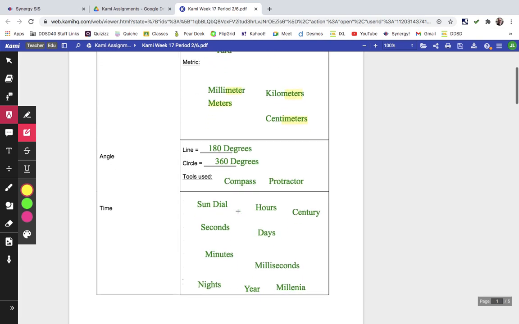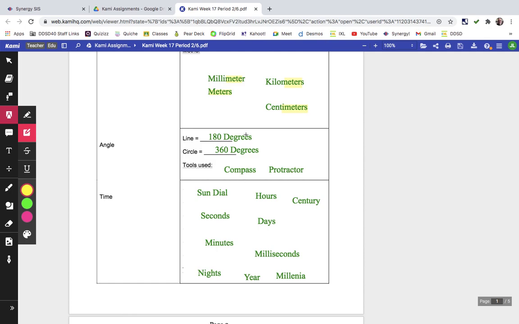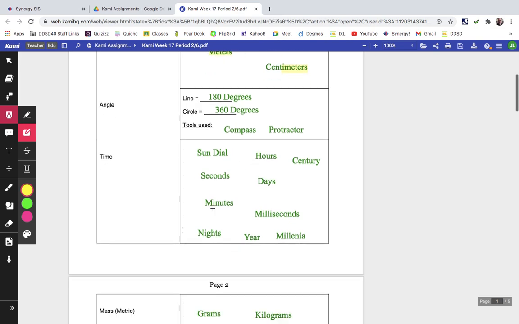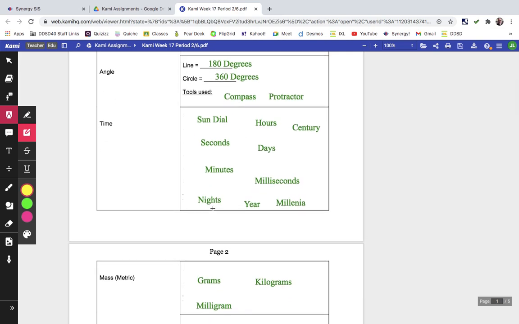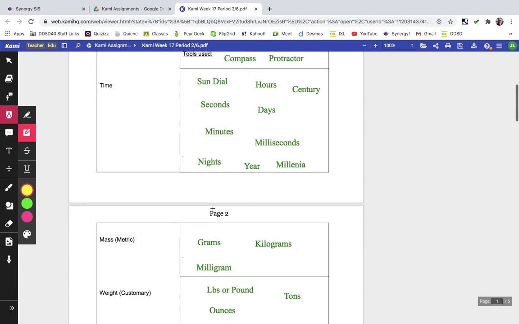For angles, a line has 180 degrees and a circle has 360 degrees, and you use a compass to create circles and a protractor to measure angles. I asked students today for different ways that we measure time. Sundial was definitely the most creative, but we also use seconds, minutes, hours, days, months, years, millennia, and milliseconds.